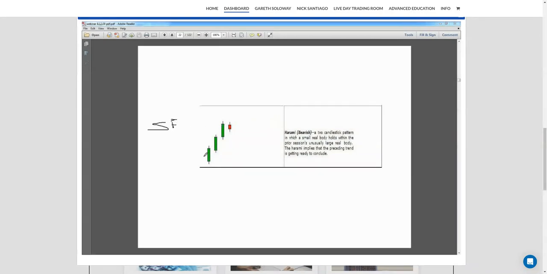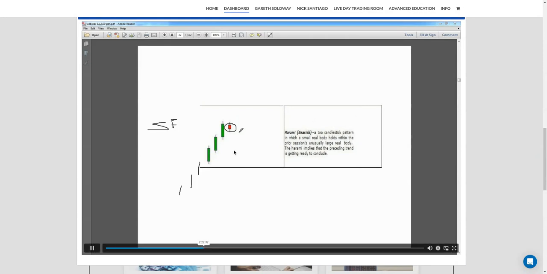1, 2, 3, 7, multiple of 7, narrow body bar. This time the narrow body bar occurs inside the red. There's no difference. Short. Sell it. Okay? You sell it. Everybody got that?